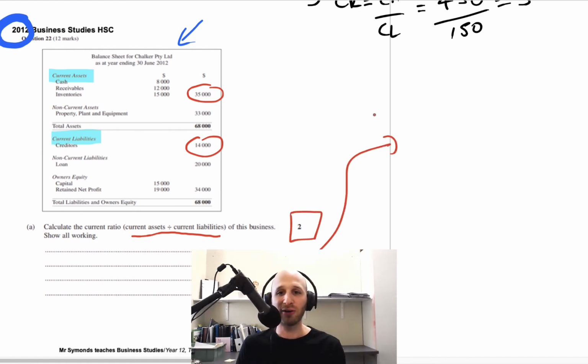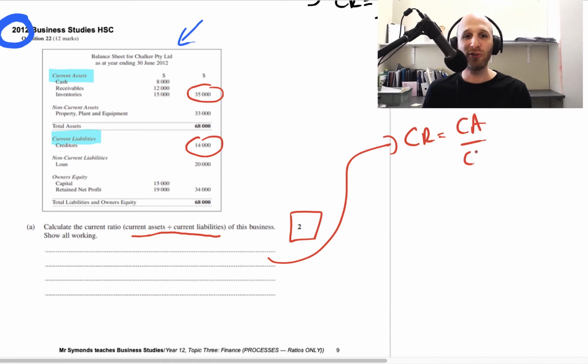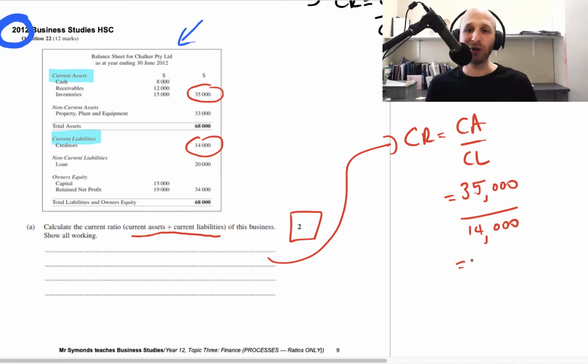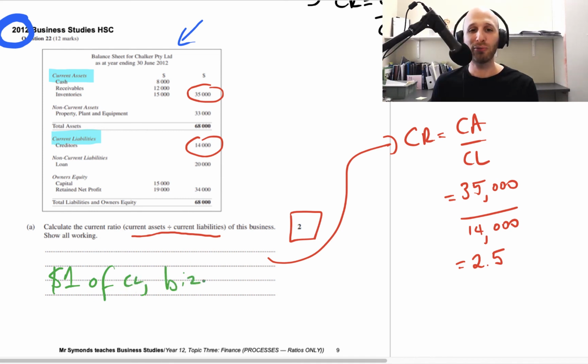I would say the current ratio equals current assets over current liabilities. This is going to equal 35,000, and I would use the full numbers here because they want to see the working, over 14,000, which gives us a current ratio of 2.5. There's no interpretation here, but for our purposes, for every $1 of liabilities, this business has $2.5 in assets. It's a really great situation.